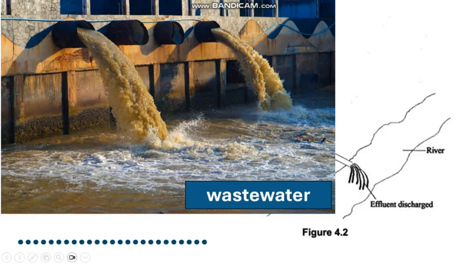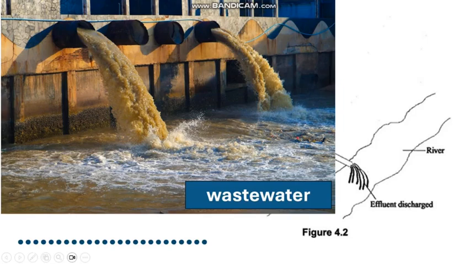the wastewater, this is the wastewater that is being discharged from the factories, and this wastewater is being discharged into the what? Into the river. So this wastewater contains different chemicals that will pollute the what? The water. Okay, so these are what we are calling industrial effluent.